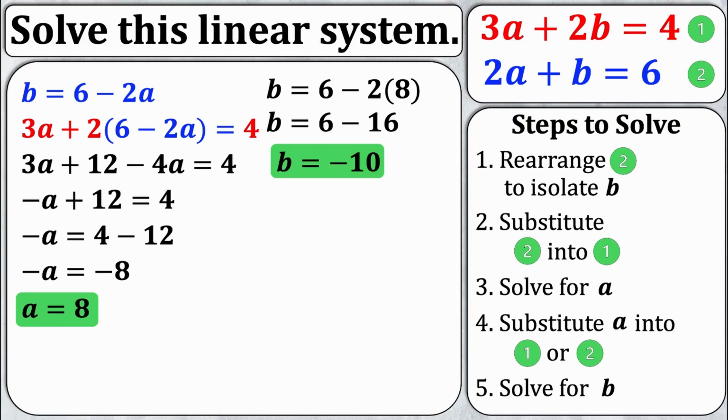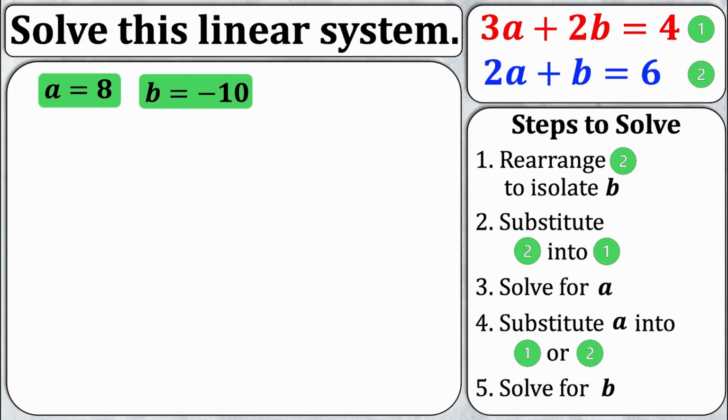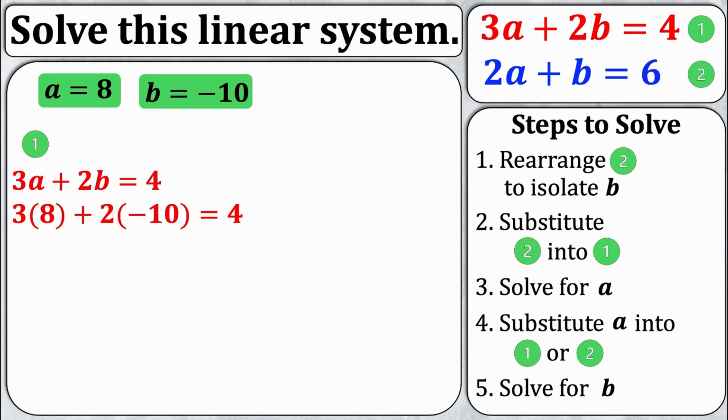So the solution to the linear system would be a equals 8 and b equals negative 10, but let's check that we did it right by substituting into both equations and making sure the algebra works. Looking at equation 1, we have 3a plus 2b equals 4. If I substitute in my a and b values, I get 3 times 8 plus 2 times negative 10 equals 4. If I simplify this, I get 24 minus 20 equals 4. And of course, 24 minus 20 is 4, so 4 equals 4, the left side equals the right side, and it works for equation 1.